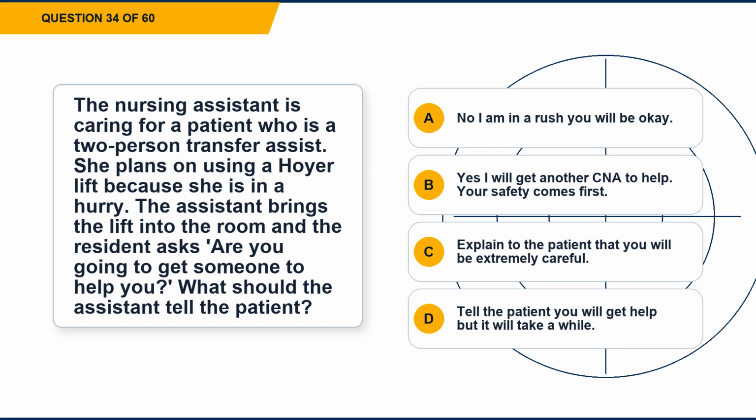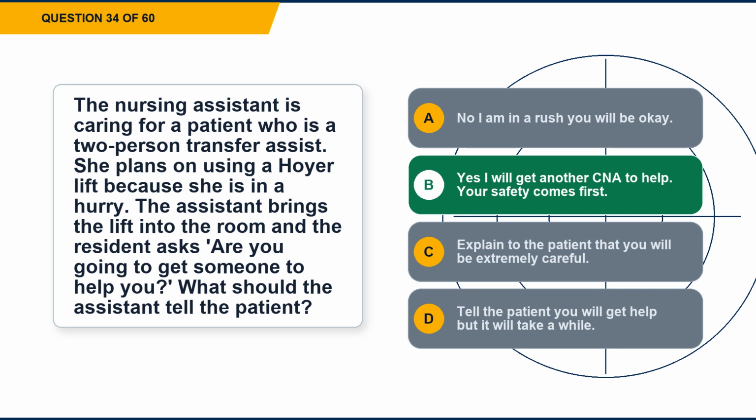Option A. No, I am in a rush, you will be okay. Option B. Yes, I will get another CNA to help. Your safety comes first. Option C. Explain to the patient that you will be extremely careful. Option D. Tell the patient you will get help but it will take a while. The correct answer is option B. Yes, I will get another CNA to help. Your safety comes first.